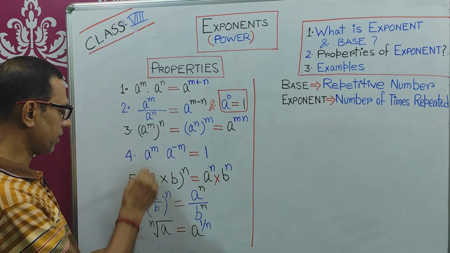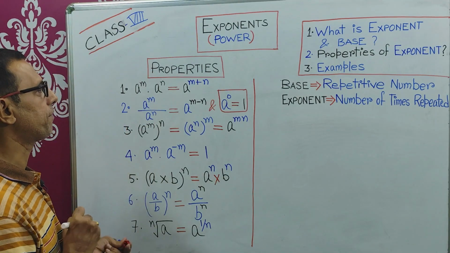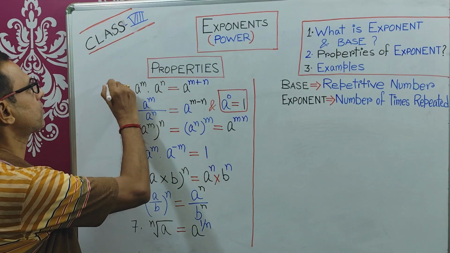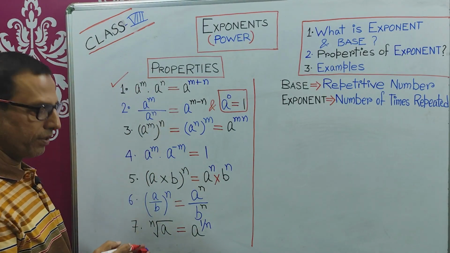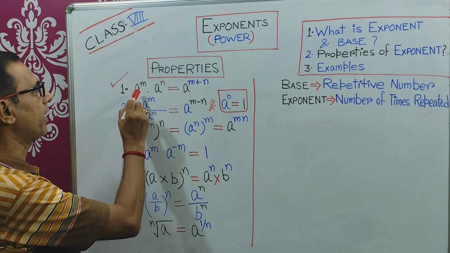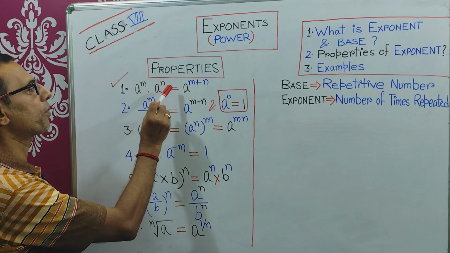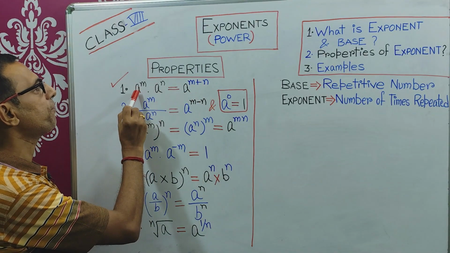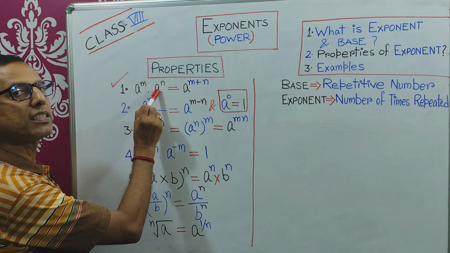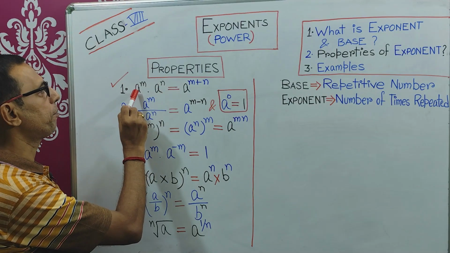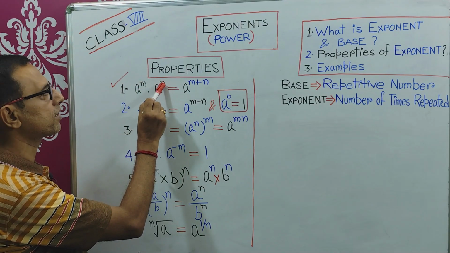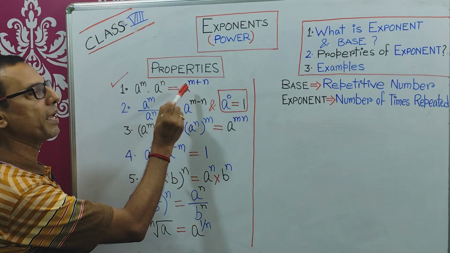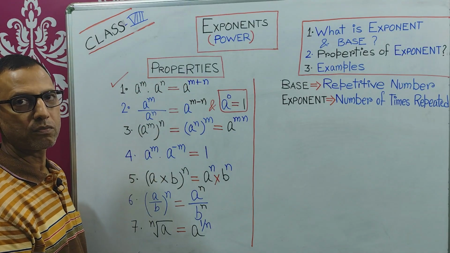All the properties that I have mentioned here are on the left side, and we will do a few of the examples at the right side, right? So the first one is, if the base is equal, a to the power m into a to the power n equals a to the power m plus n. What does it mean? If the base is equal but the power or exponent is different, and you are multiplying these two, then the base will remain the same, but you will add up the powers, right?